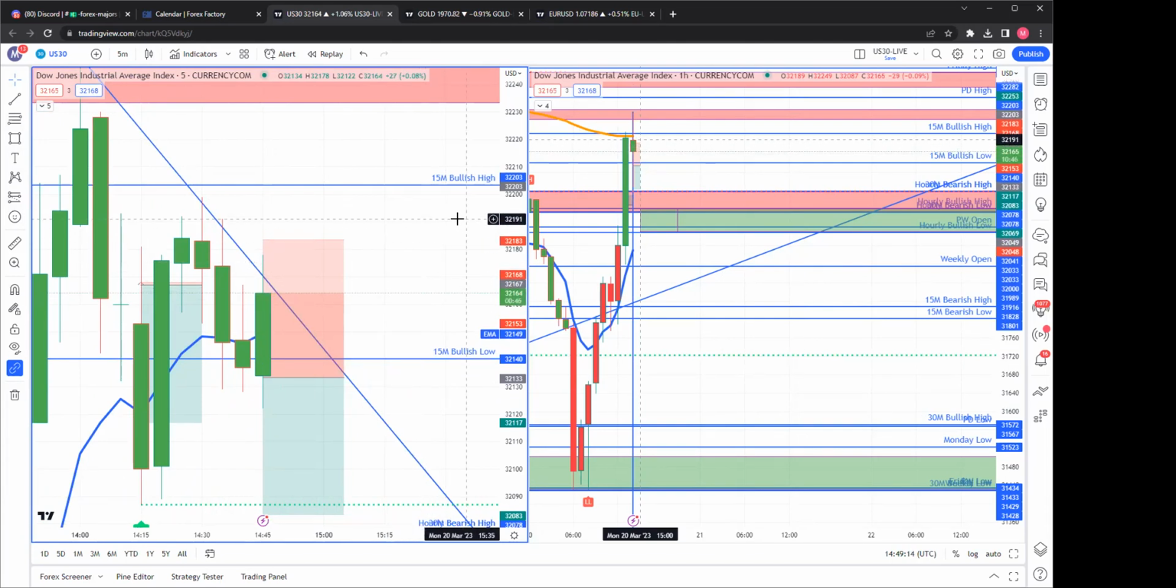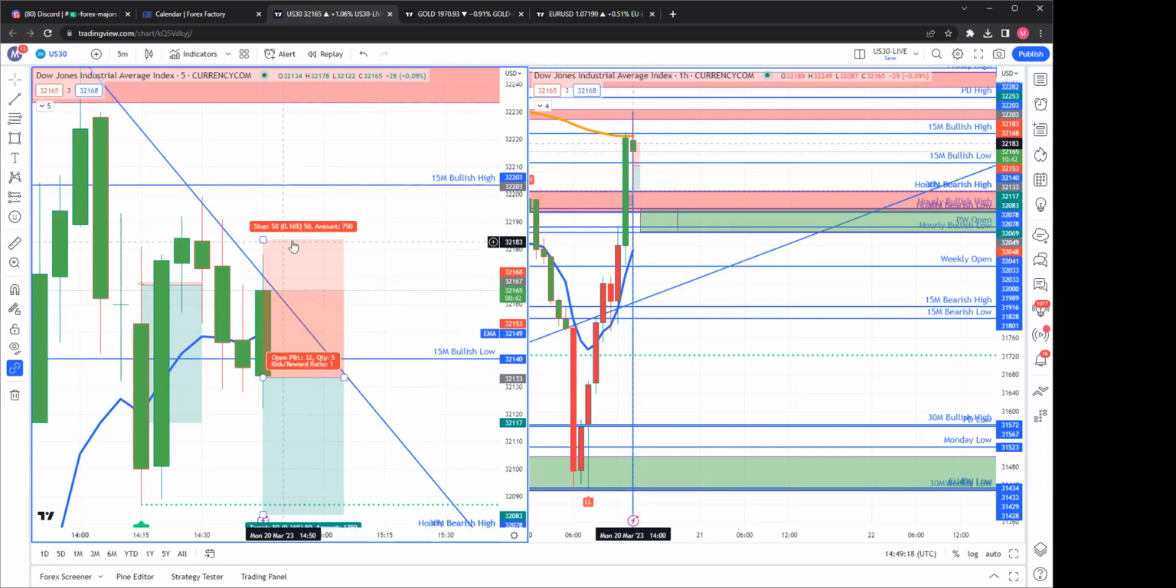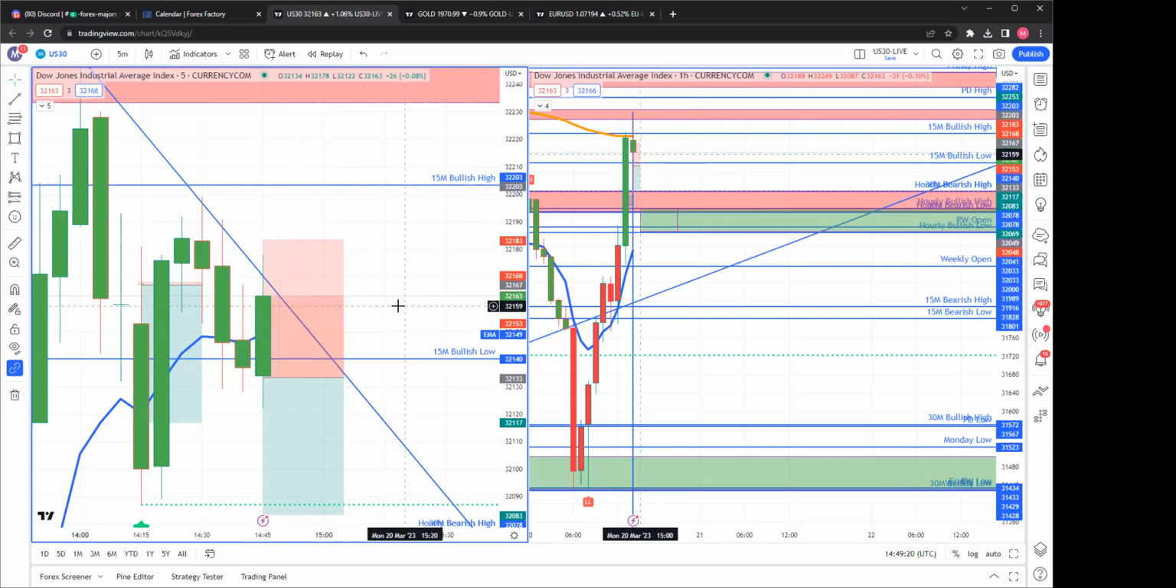And we have 48 seconds, and see where price is. So if you're able to risk this, go ahead and keep it. But we ideally don't want this candle to close above the 9 EMA and above the 15-minute bullish low.